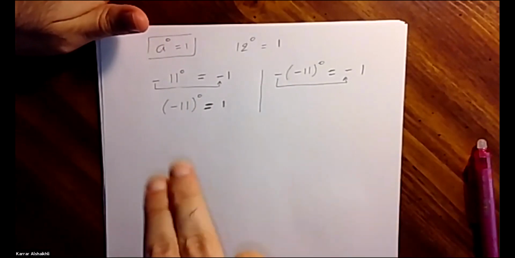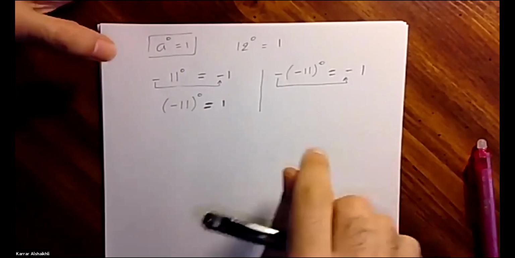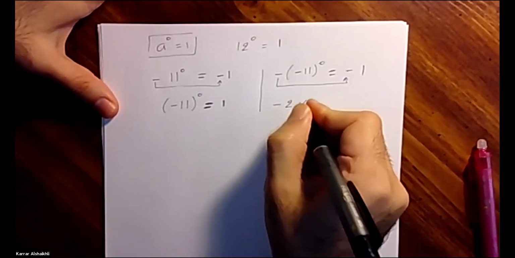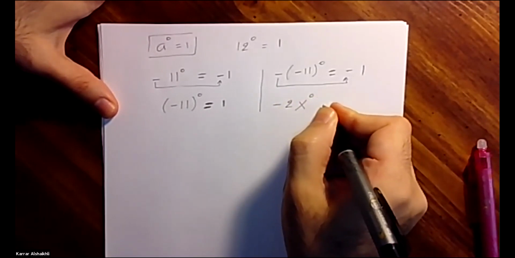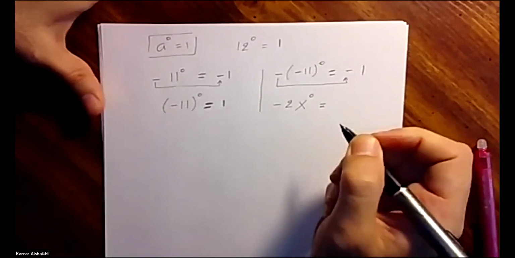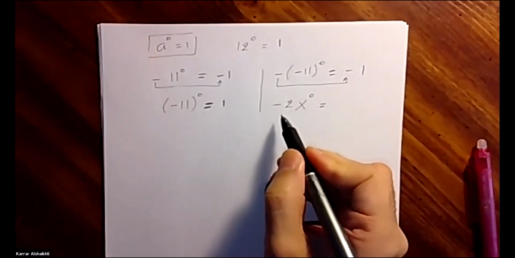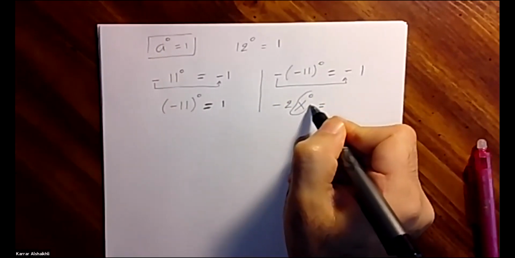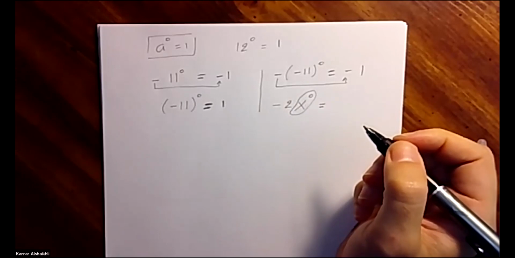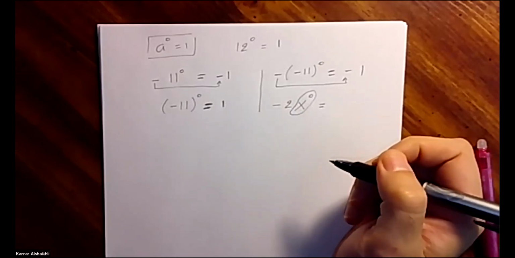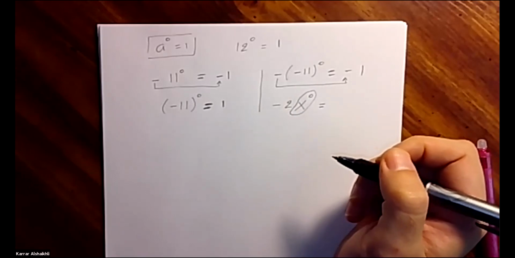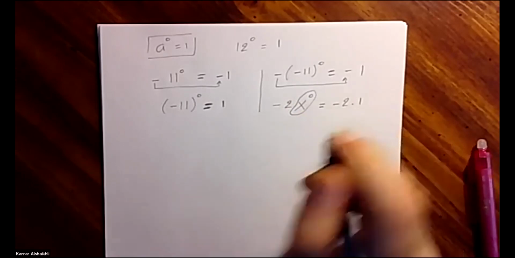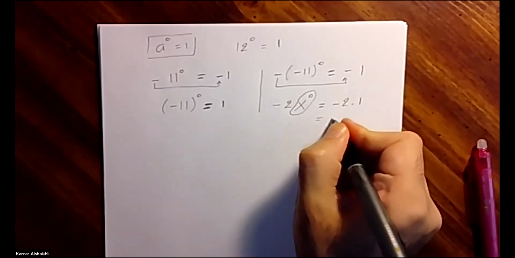So we're going to take the last 3 rules. If we have negative 2 x to the exponent 0, how much is the result? You see, the exponent is only for the x. So how much is the result here? X to the exponent 0 is going to be 1. And here is -2, so it's going to be -2 times 1, and it's going to be -2.